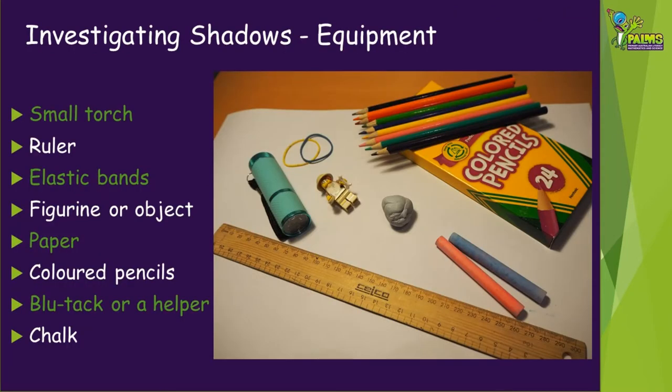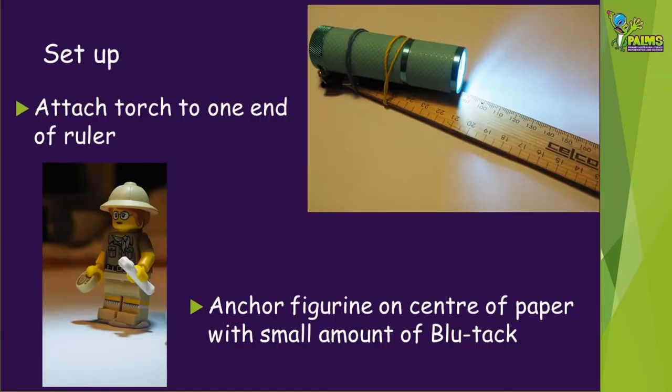To carry out some shadow investigations, you'll need the following equipment. You'll need a small torch, a ruler, some elastic bands, a figurine or object; we've used a Lego figurine. You'll also need some paper, some coloured pencils, some blue tack or another set of hands from a helper, and also some chalk.